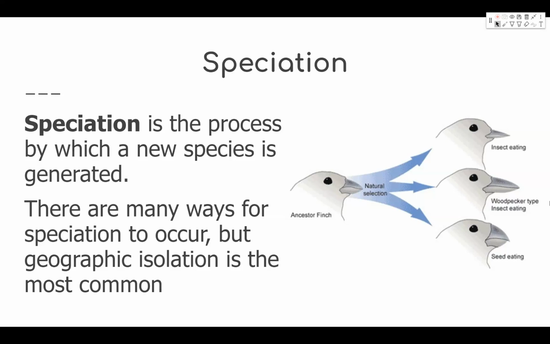But there's only one that we are going to talk about in this class, and that is geographic isolation. Geographic isolation is one of the mechanisms for speciation. They can also be isolated in time or in behavior, but we are just going to focus on location, like physical location. So we're going to go over that.